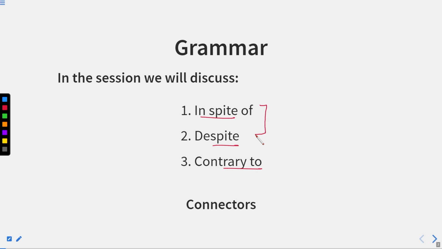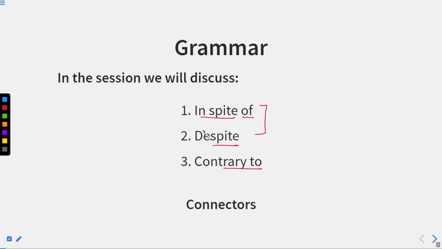same in meaning and both can be substituted. What is the main difference? That is the difference of preposition of. With in spite we necessarily use of, this is mandatory, but with despite we do not use preposition of.